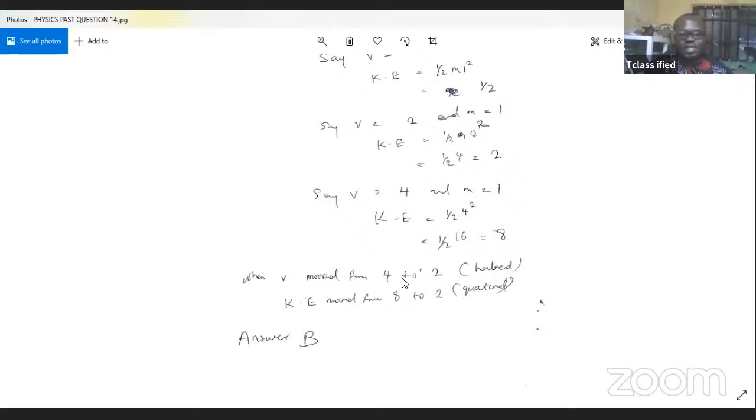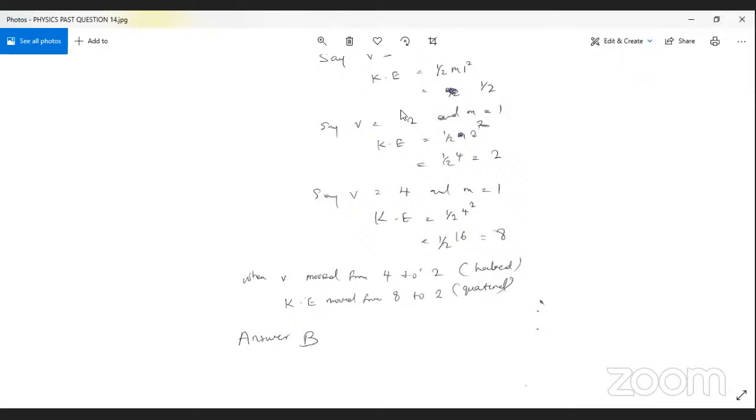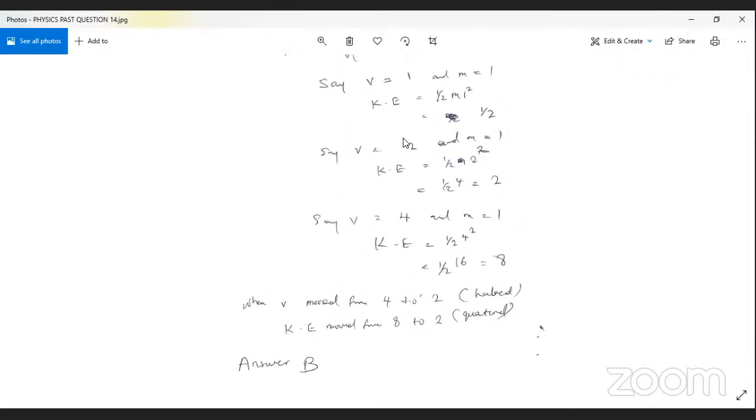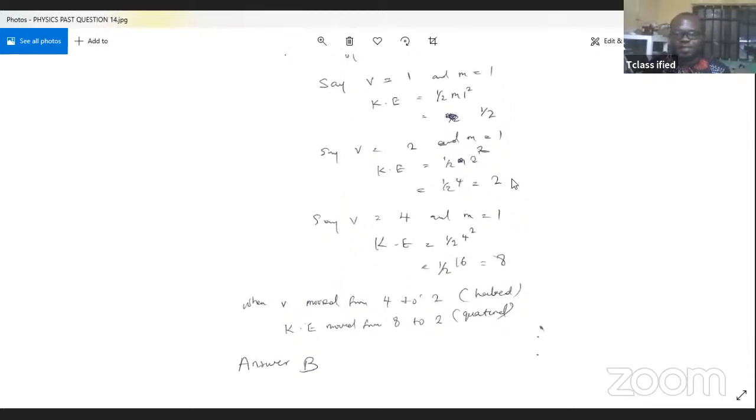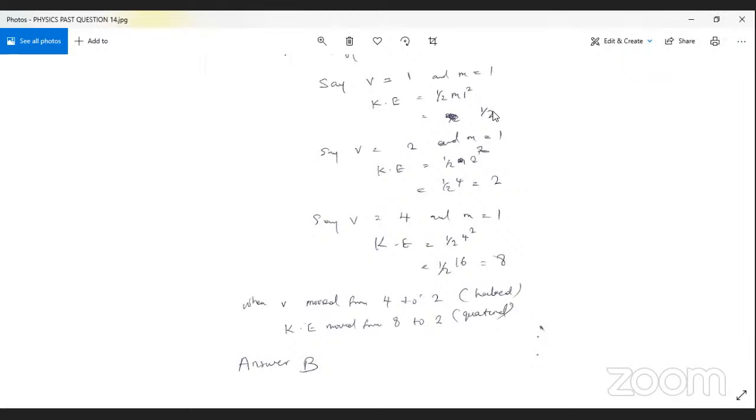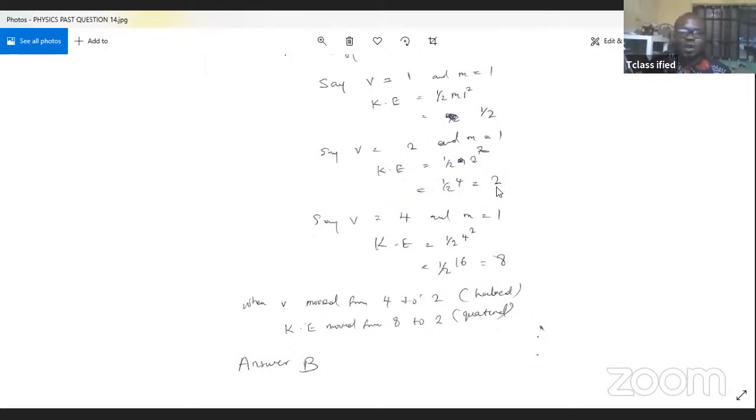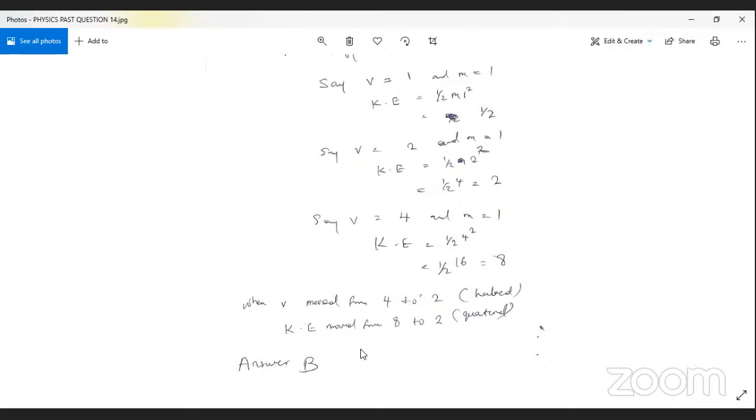So if you forget about moving from 4 to 2 and you consider moving from 2 to 1, the same thing happens there. From 2 to 1, you can see that the KE is moving from 2 to half. So what's the relationship between 2 and half? 1/4 of 2 also gives you half. So the answer is quartered.